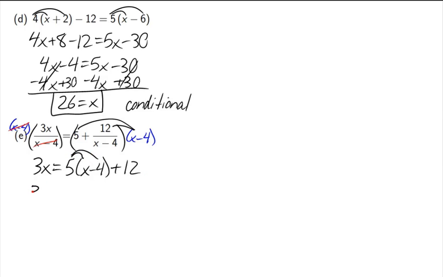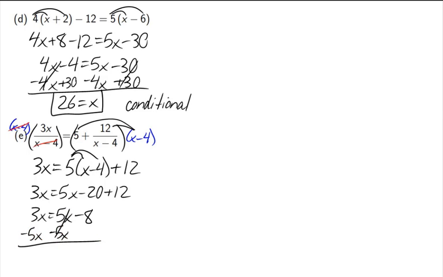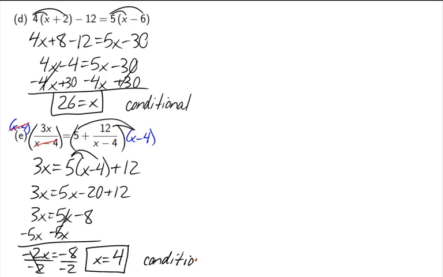Let's continue distributing. 3x equals 5x minus 20 plus 12. So 3x equals 5x minus 8. We subtract 5x from both sides, and I get negative 2x equals negative 8. So divide both sides by negative 2, and I get x equals 4. So this is again what we would call a conditional equation.